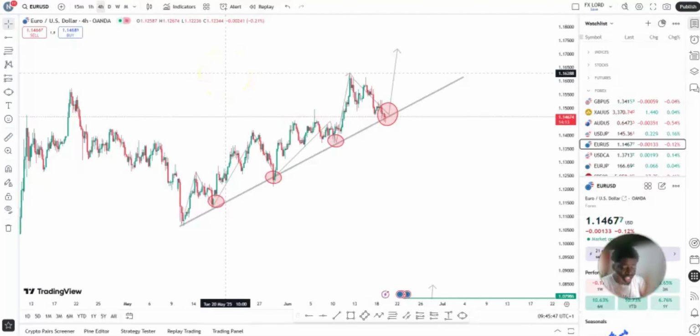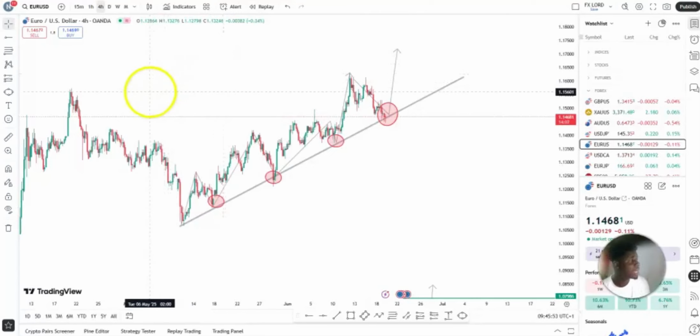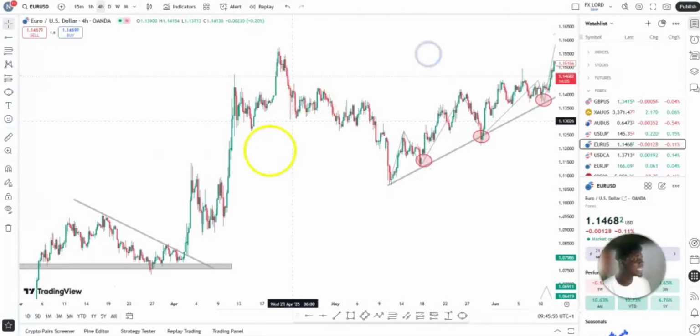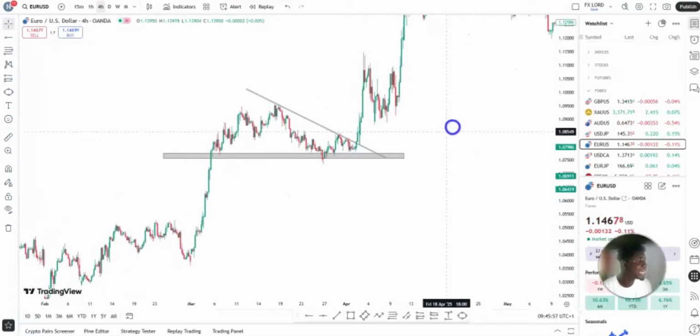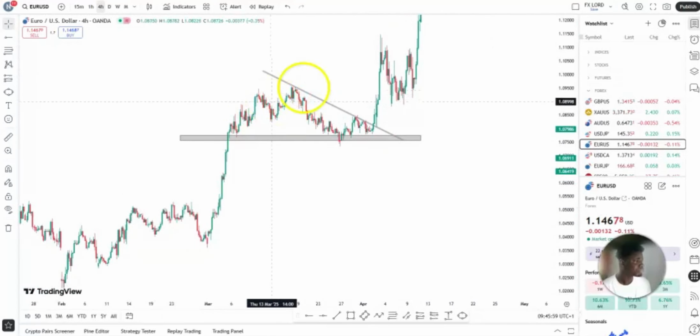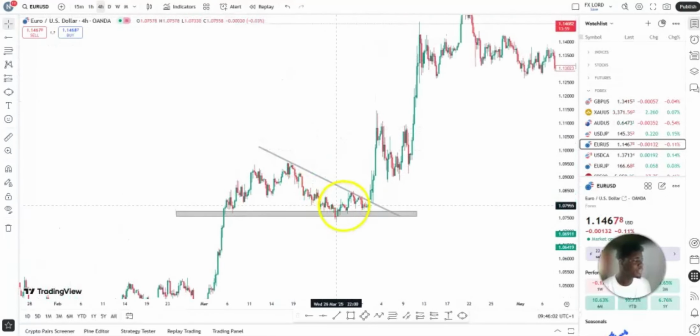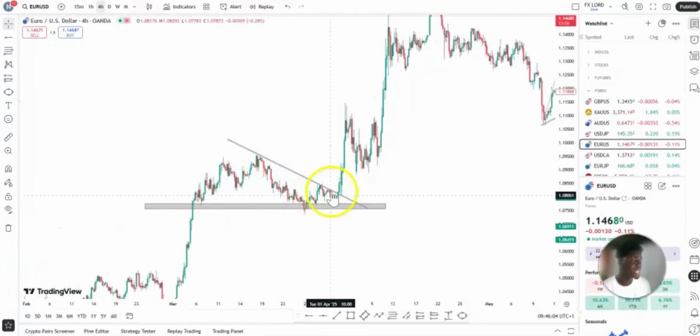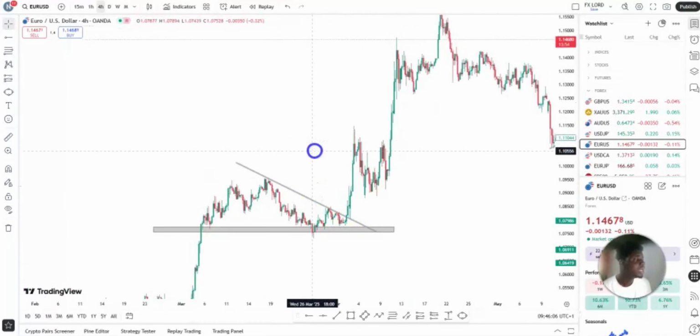This is how the trend line strategy works. So we're going to go over and look at another pair. Okay, before we look at another pair, let's go back in time to see what the market has been doing. So this is one of the trend line strategies I used to get into a trade here.